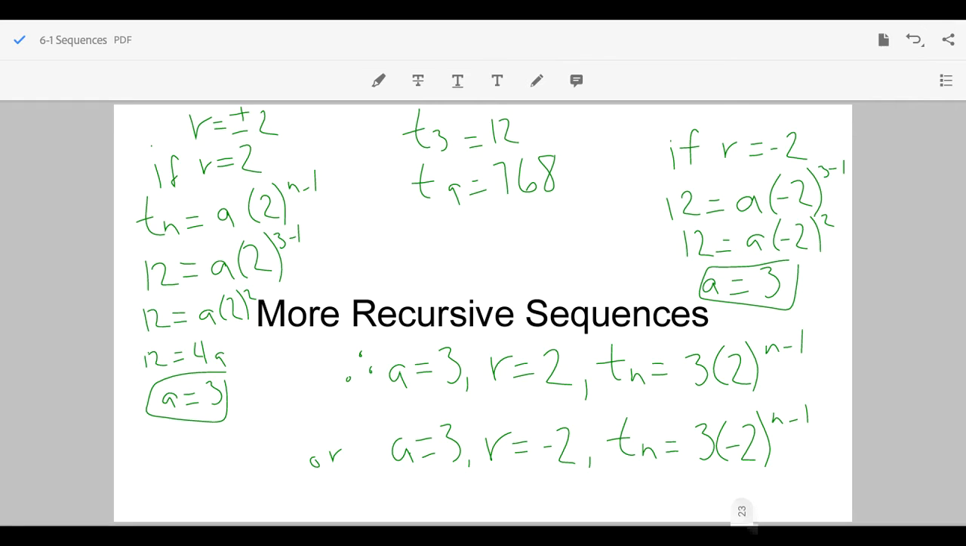Okay, so that's the end of all the geometric sequence examples, and now I have a few more that are recursive. So they could be arithmetic, they could be geometric, or they could be something else. But they are a sequence as in a list, a list of numbers, not a series. That's something slightly different, and we'll talk about that another day.